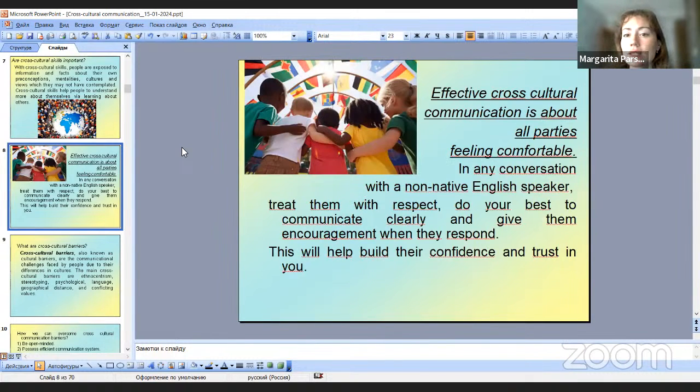Effective cross-cultural communication is about all parties of the whole process feeling comfortable. Here's a tip: in any conversation with a non-native English speaker, try to treat them with respect, do your best to communicate clearly, and give them encouragement when they respond. This will help to build their confidence and trust in you, and in every person in this communication process.